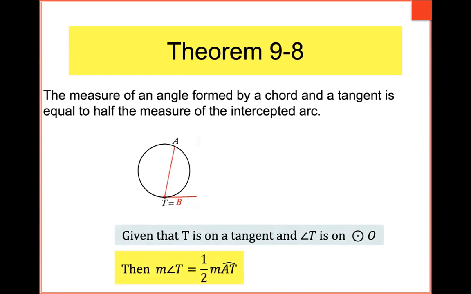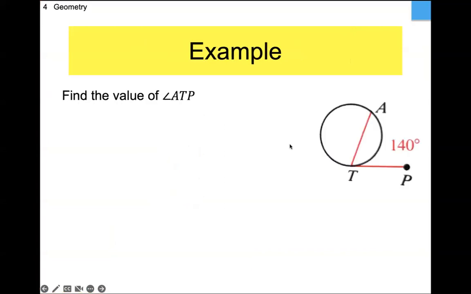So if you have a tangent to a chord of a circle, then the angle formed between the chord and the tangent is equal to half of the intercepted arc, big fancy words for the arc that it makes. So this arc that it makes right here, A to T, whatever that measurement is, half of it would be angle T. And that was the last theorem.